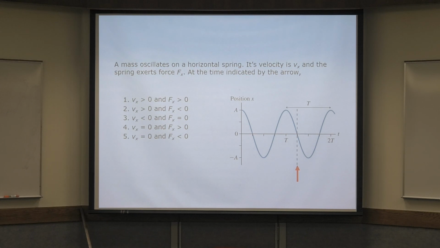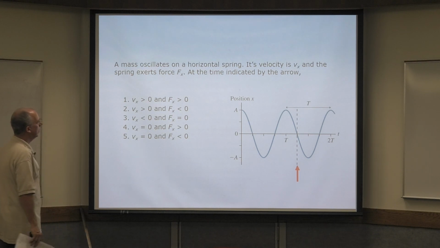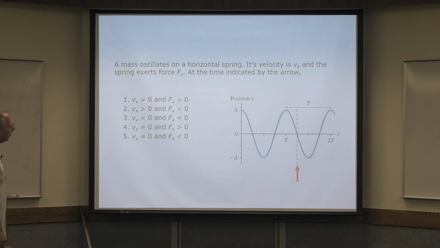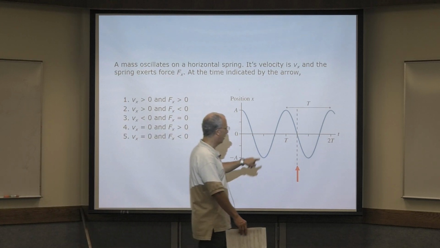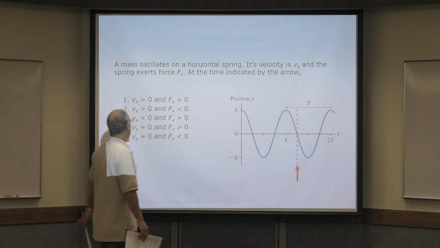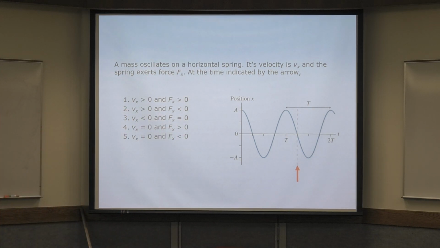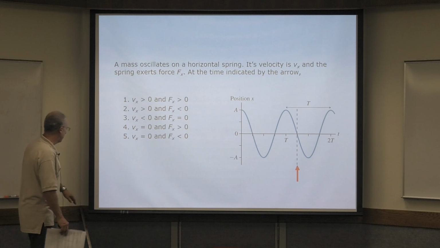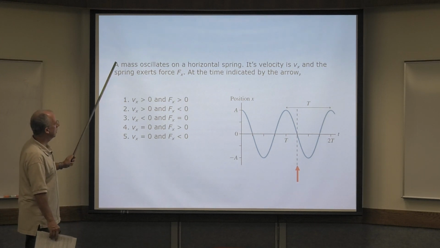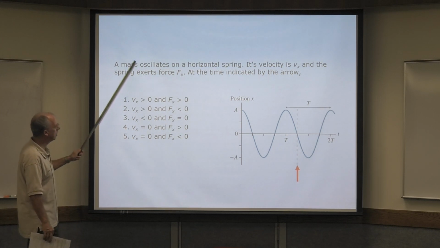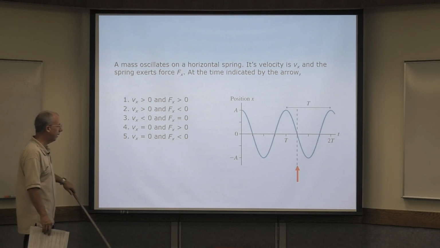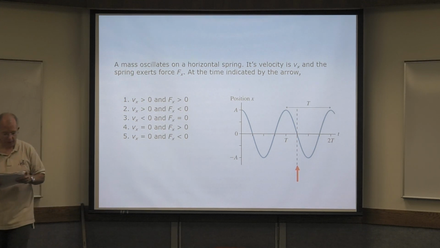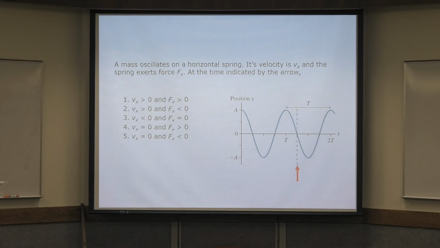All right. So a mass oscillates on a horizontal spring. The velocity is Vx, no kidding. And the spring exerts a restoring force Fx. At the time indicated by the arrow, figure out the signs of the velocity and the force. And careful now, the spring exerts the force on you, right? So that's the restoring force. So everybody please stop and pause your video and figure this out.